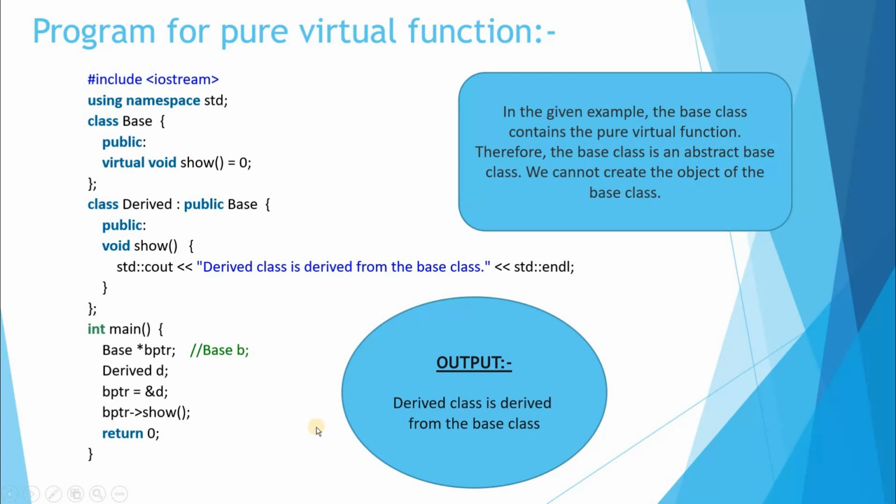In the given example, the base class contains the pure virtual function. Therefore, the base class is an abstract base class. We cannot create an object of the base.